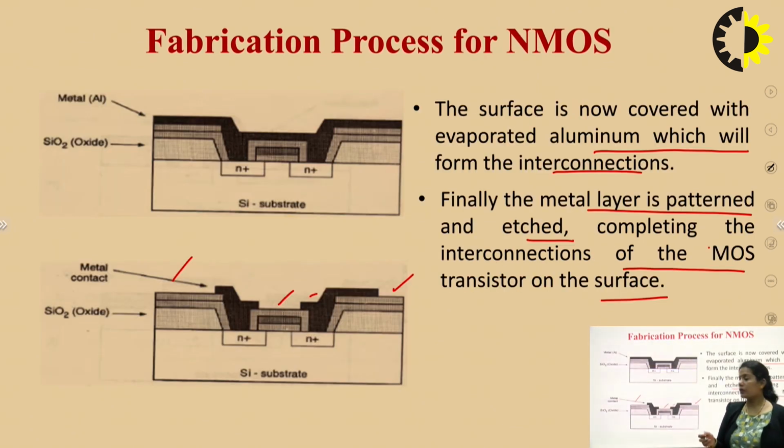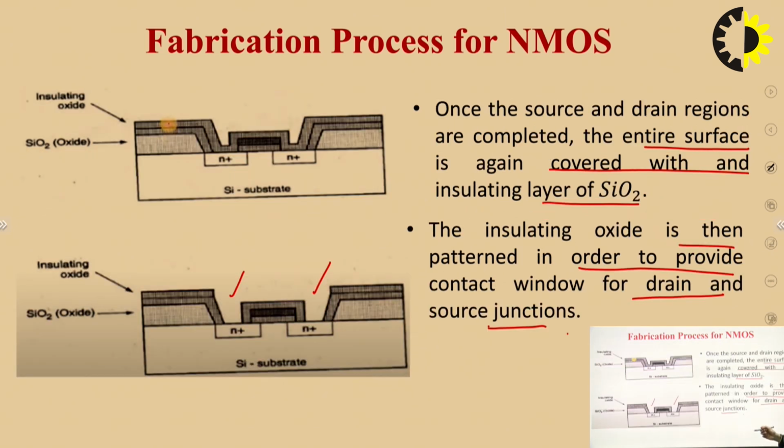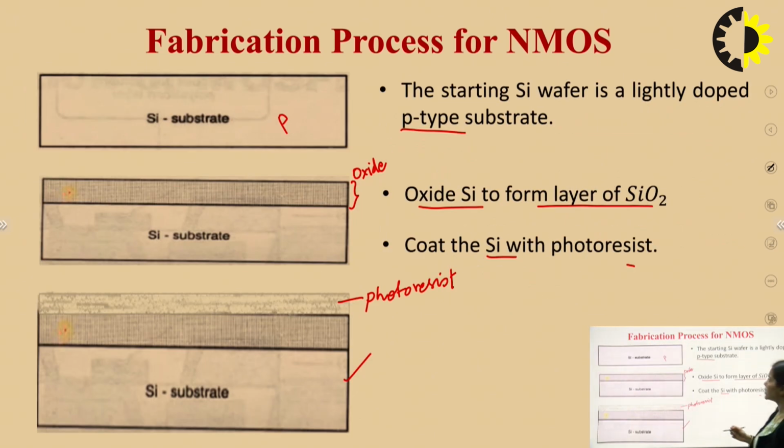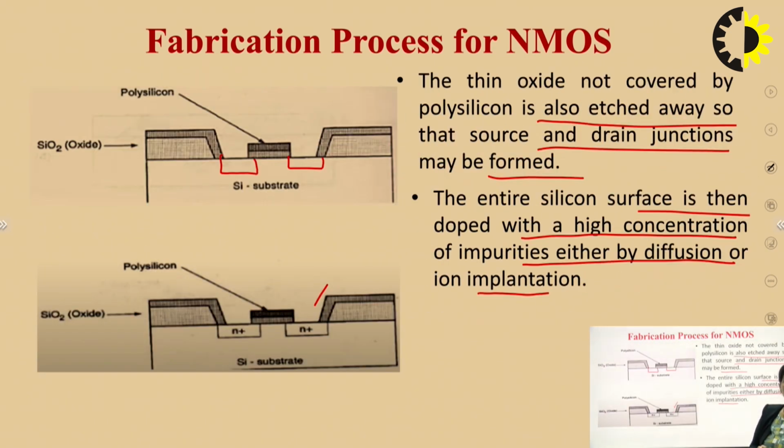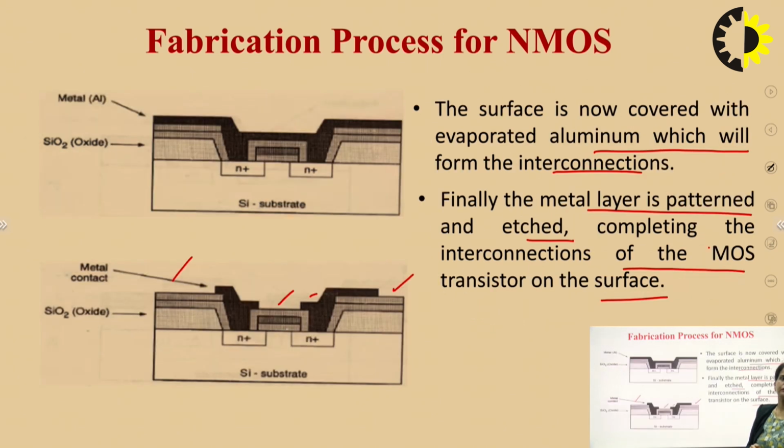So this was the complete process of NMOS, starting from the raw silicon surface, the silicon substrate, and ending with the interconnections. This is how it finally looks. So this is the final NMOS device.